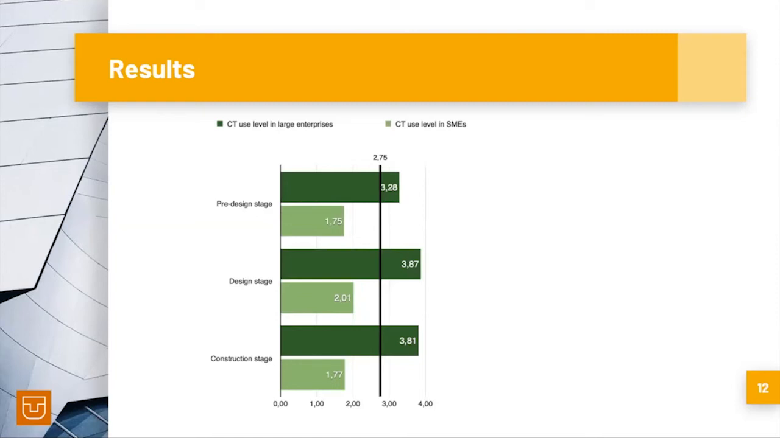This means that the large enterprises have reached a utilization rate or exploitation rate of 3.87, and medium and small enterprises have reached a level of 2.01. You can see in the picture. The construction stage was also a relevant phase for large companies where communication technology was used to a large extent. These values were 3.81 for large companies and 1.77 for medium and small companies.